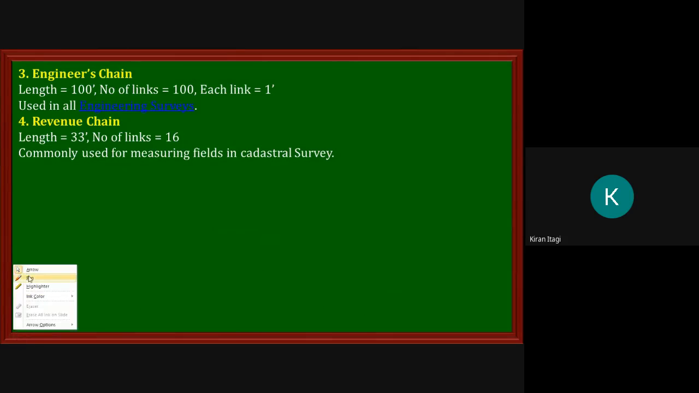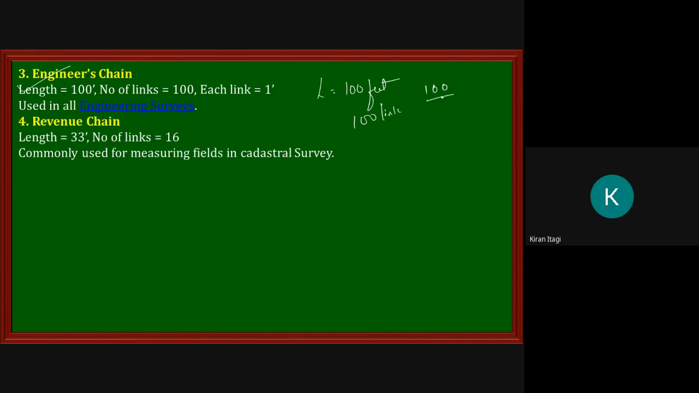Then we have the engineer's chain. The length of the engineer's chain is how much? 100 feet long. How many links are there? 100 links are there. Therefore, 100 upon 100 equals 1. Length of each link is 1. Okay. The revenue chain is there. Its length is how much? 33 feet long. Okay, how many links are there? 16 links are there. And the length of each link will be equal to 33 upon 16.